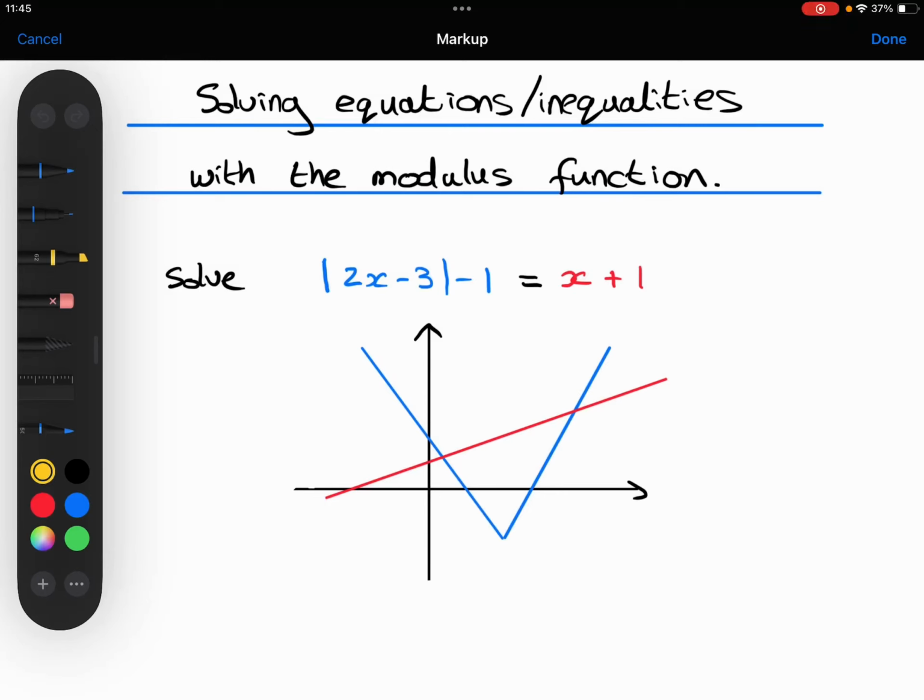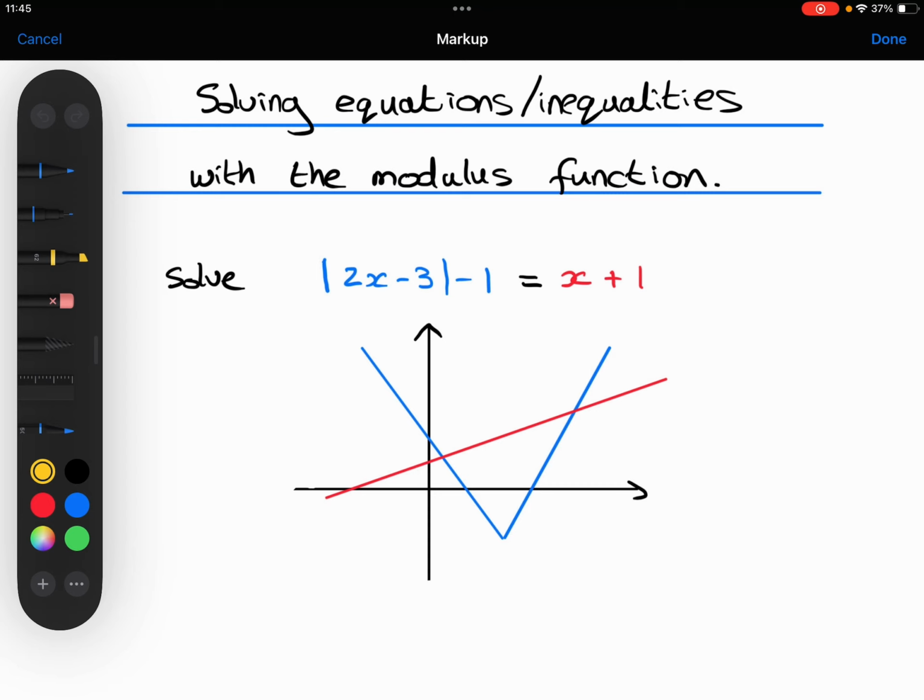Video is all about solving equations or inequalities with the modulus function. So, starting with an example of solving the equation, the modulus of 2x minus 3, minus 1, is equal to x plus 1.